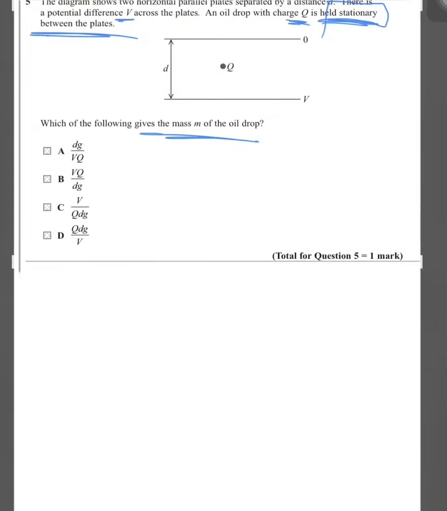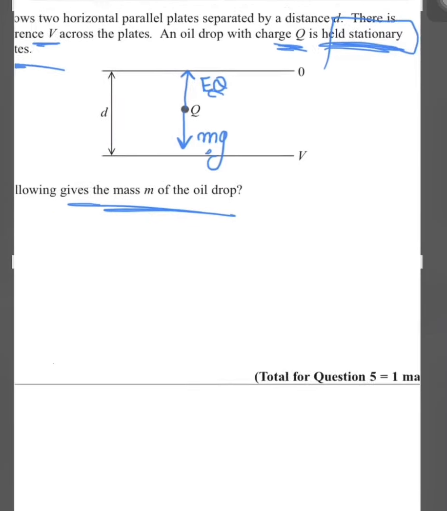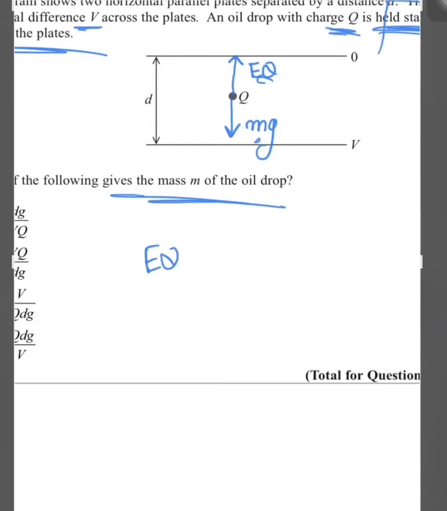So since it is stationary, there is no resultant force acting on the drop. So for example, we can say that a force of mg, the weight, is acting downwards, and since it is in an electric field and it is a charged oil drop, a force is acting upwards of EQ since F equals EQ. So EQ and mg are balancing each other. So we can write EQ equals mg. We also know the formula V equals Ed. So E will be equal to V by d. So we can replace that E here.